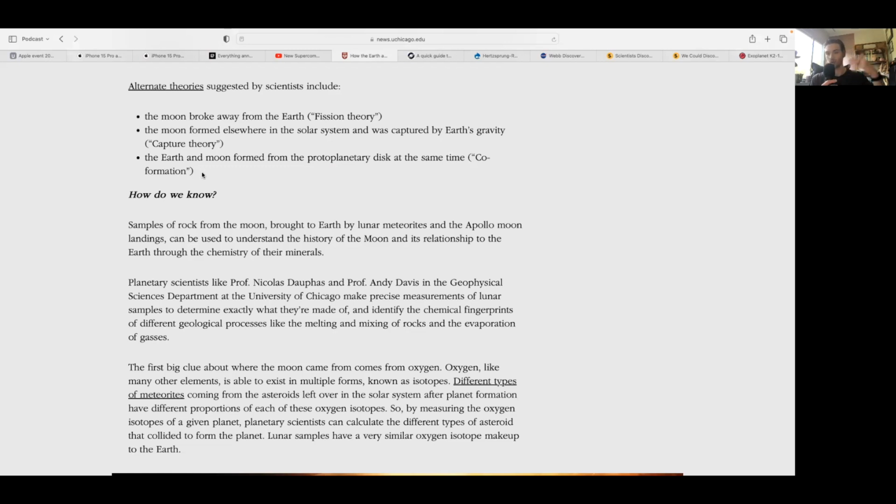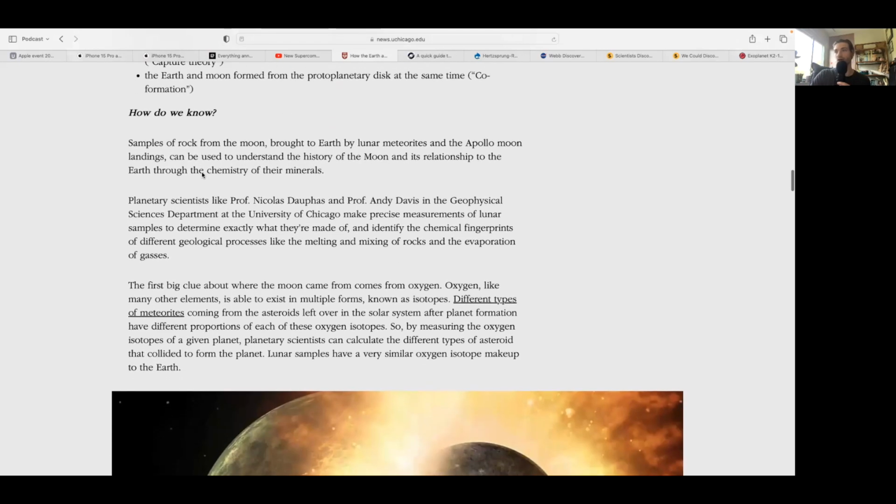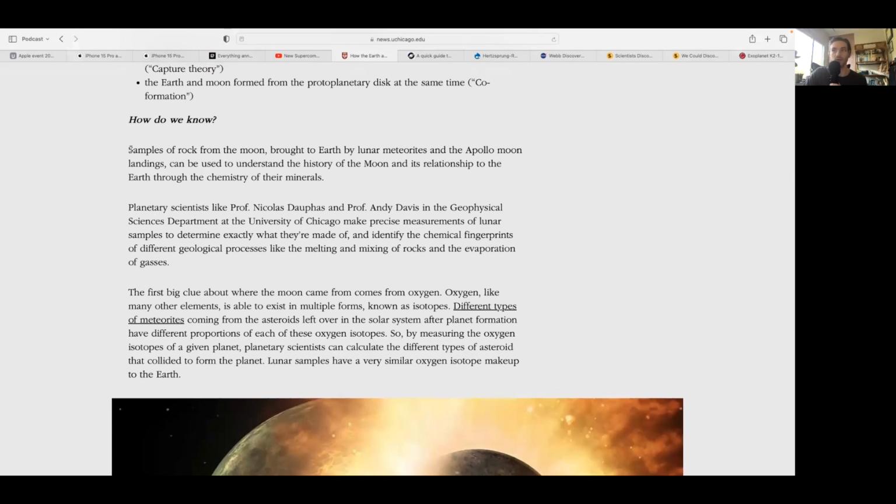And then over the course of billions of years, it would eventually become what we know today, where we have an atmosphere, we have oceans, we have mountains. But that started from a protoplanetary disk where you have a lot of different elements forming around the early sun. Now, next section: how do we know?